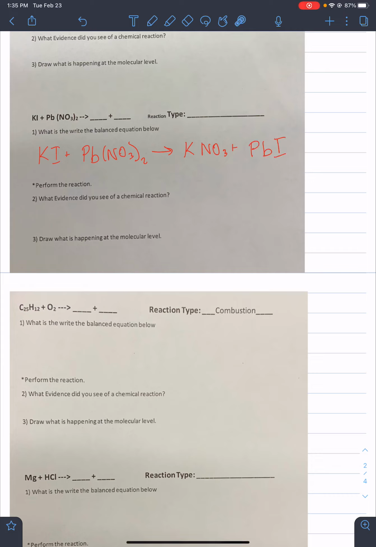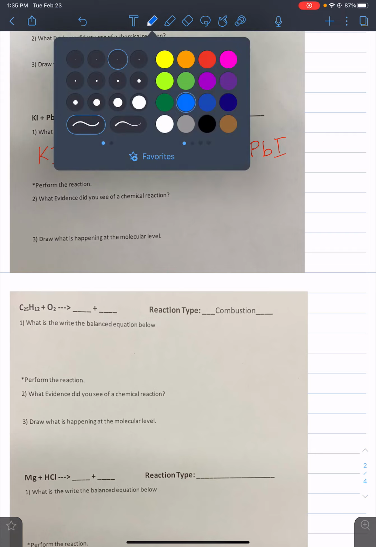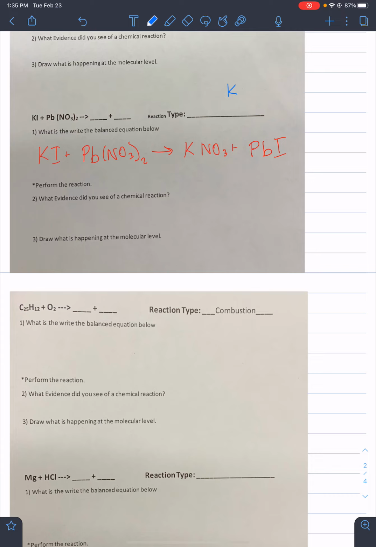Now again, we need to figure out if we have little numbers down here. How we do that, we look at the charges. So we have K. It has a +1 charge. You find that from your periodic table. You have NO3. NO3 on your polyatomic ion sheet is a -1. So these +1, -1 balance. We're good. We don't need any numbers down here. They just are left at 1 each.